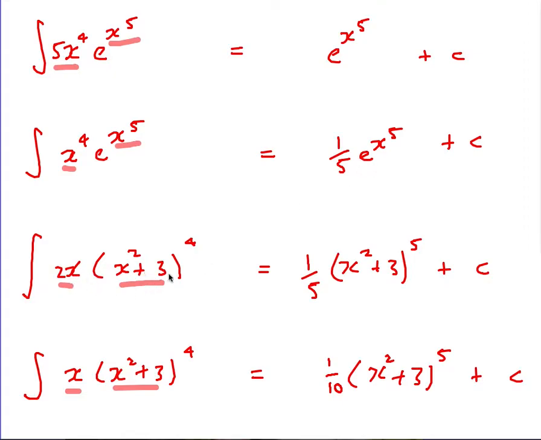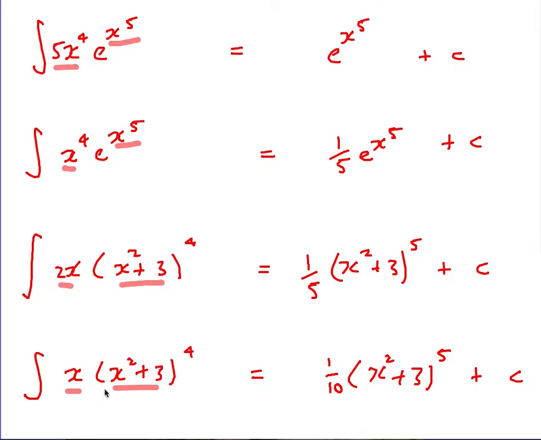We've got x squared plus 3 to the power 4, and then we've got 2x on the side. So again, we've got something inside here which differentiates to the thing outside. So again, my guess is just x squared plus 3 to the power 5, and then I'm guessing it's divided by 5. Okay, again, just follow my rule. Again, if I differentiate this one, yep, I do get back to this one.